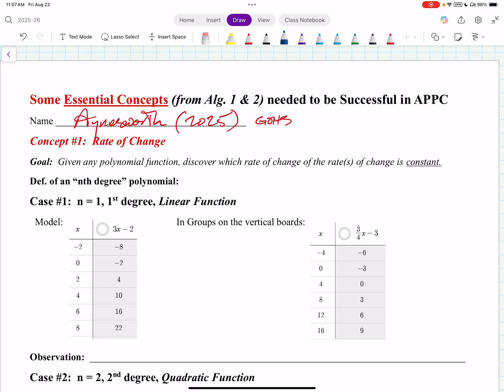Hey, good morning, everybody. This is Mr. Ainsworth, and I want to get into a little review here of some essential concepts from Algebra 1 and 2 that are going to be important this year in AP Pre-Calc. They may be simple, but they're really important.